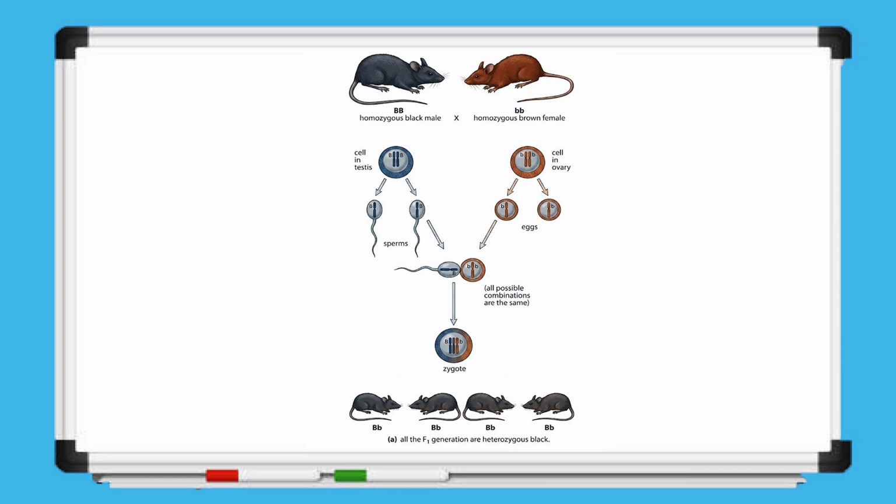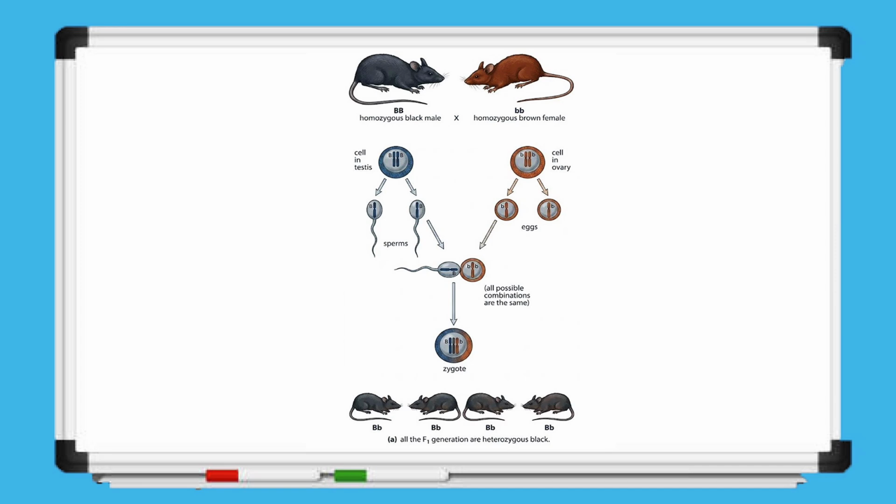During fertilization, a sperm cell from the male combines with an egg cell from the female to form a zygote. Each offspring receives 1 dominant allele and 1 recessive allele, making all of them heterozygous. In the first generation, all offspring appear black because the dominant allele masks the effect of the recessive allele. Therefore, all offspring in this generation are heterozygous and show the black phenotype.